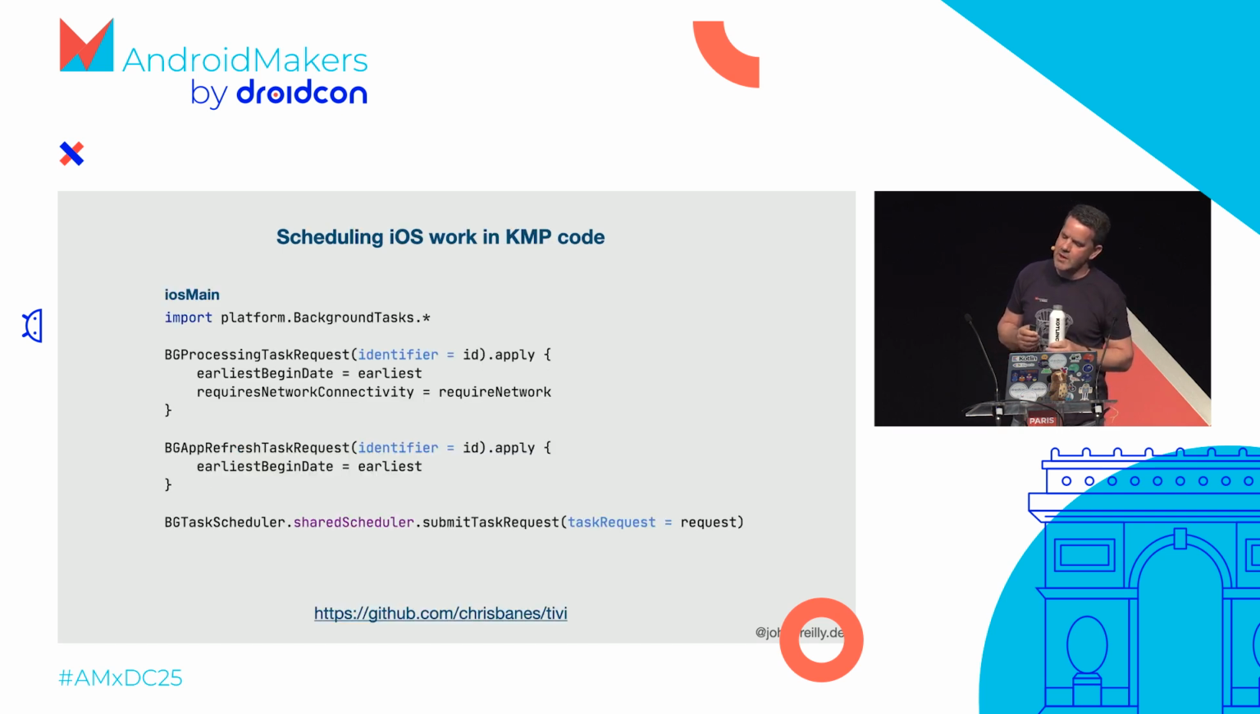Another approach is to create and schedule the tasks in iOS main in shared KMP code. There's a nice example of doing this, by the way, in Chris Banes' TV sample. And we're also doing something similar for a CMP project at work.